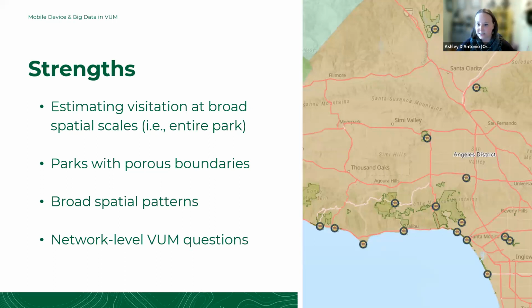Again, if you're interested in broad spatial patterns or network level questions. I just pulled a quick screenshot of the Angeles District. There's a lot of different state parks. If you're interested in understanding how visitors used a variety of state parks, or if there's a closure for some reason in one, where they might shift their use, those types of questions are really great for mobile device data that we can't really answer with those other data types that I've talked about thus far. So these broad scale visitor use estimations, places with porous boundaries, and these network level questions are where I think mobile device data especially has its strengths compared to those other data types.